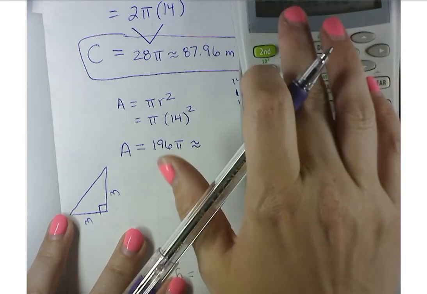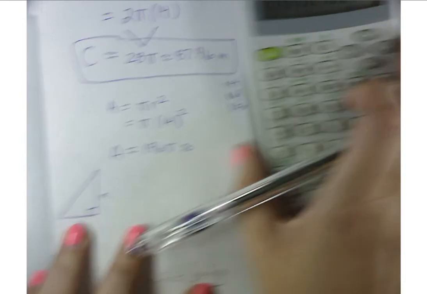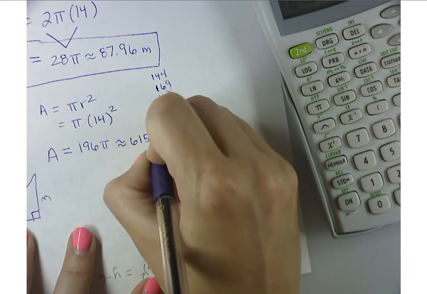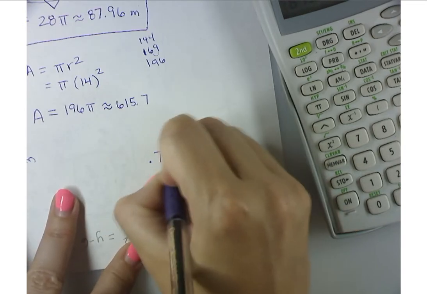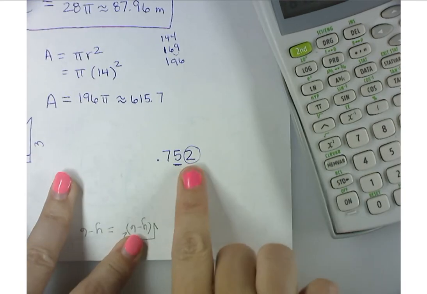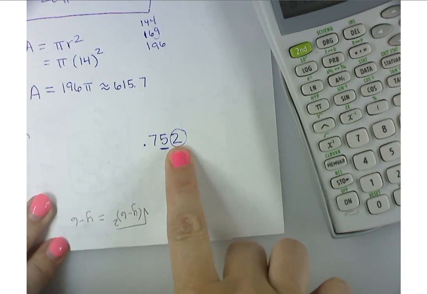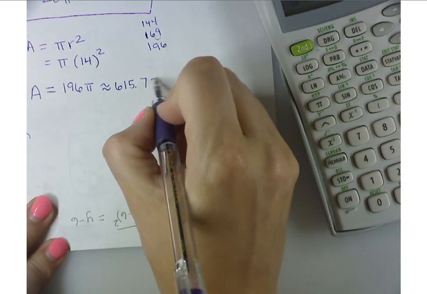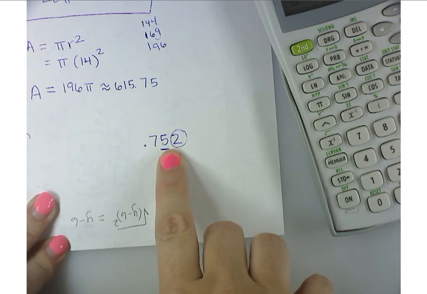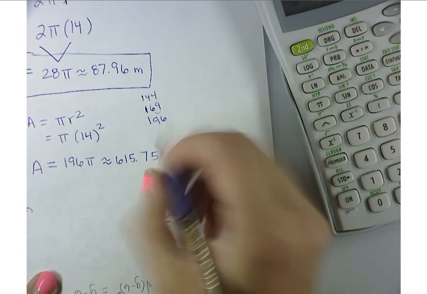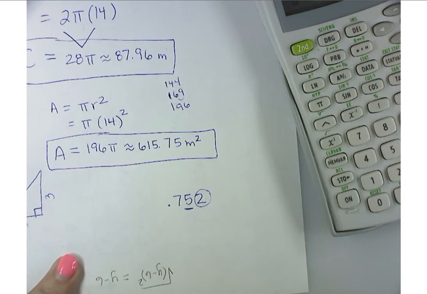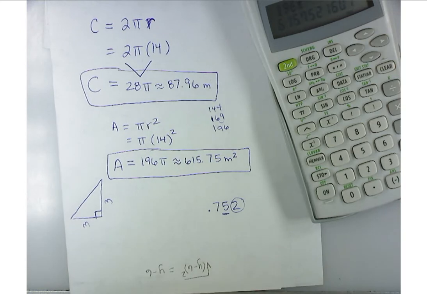Okay, and then again, we're gonna go ahead and round to the hundredths place. So when you're rounding, if you have 615.752, right, 0.752. If we're rounding to this place, you look at the number after it. If it's a 4 or lower, you're gonna keep it as that number. If it's a 5 or above, then what happens to that number? Yeah, you round it up, okay? So this one will be meters squared. Okay, and then that will be your final answer.